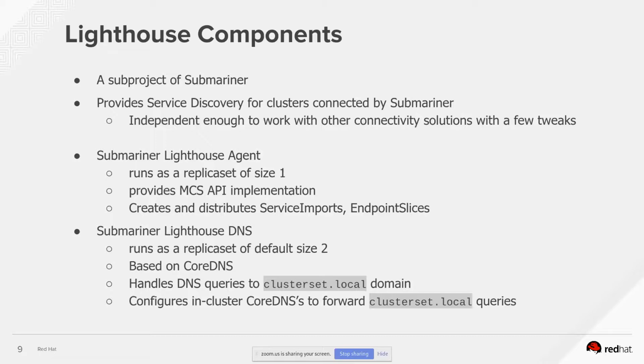So it has two main components. One is the Lighthouse agent. That's what I was talking about earlier. That's the control component that runs in each cluster. It runs as a replica size of 1. This is the one that's providing the core MCS API implementation. It listens for when service exports are created. It creates endpoint slices and sends those endpoint slices to the broker to distribute.